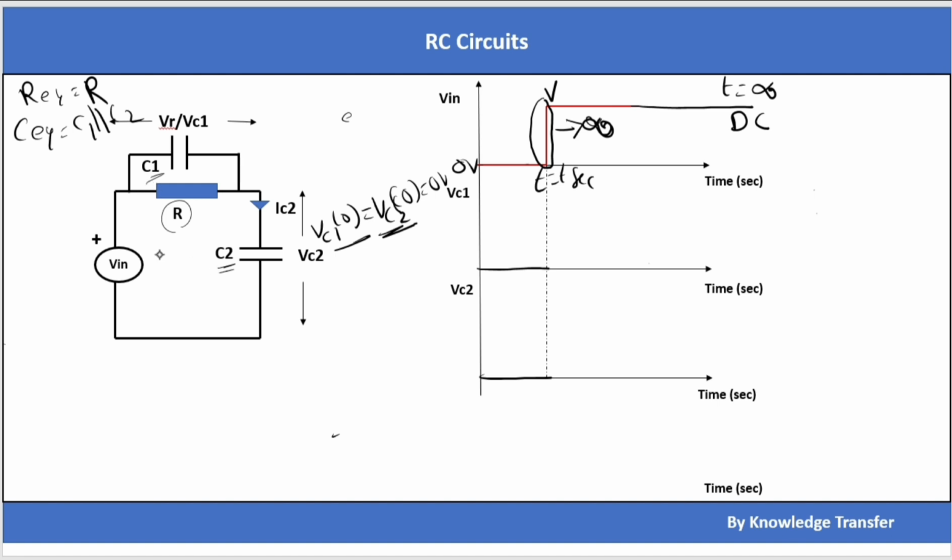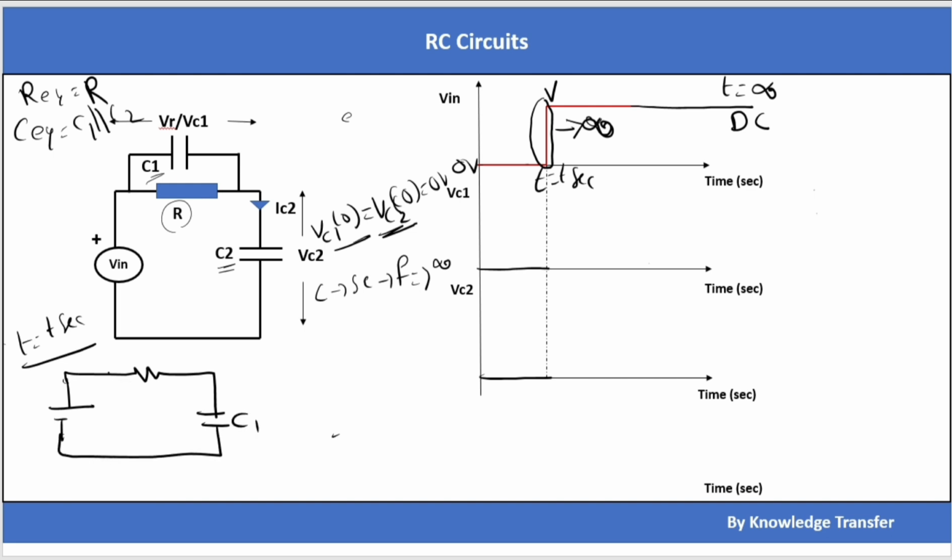So these two capacitors will act as a short circuit. We know that a capacitor acts as a short circuit if the signal frequency is infinite. So if the capacitors act as short circuits, at t is equal to t seconds, if I redraw the equivalent circuit, it will look like this.